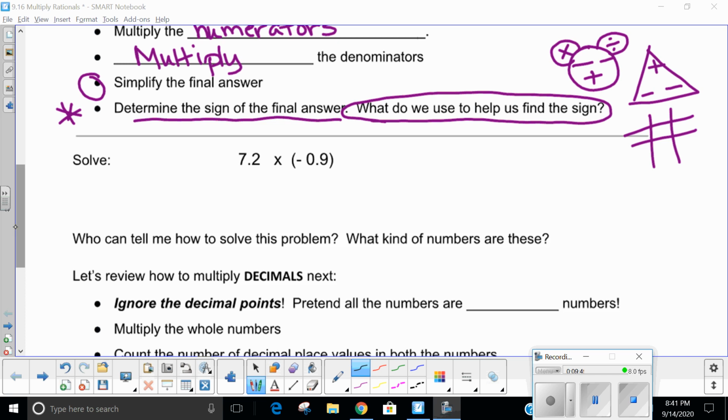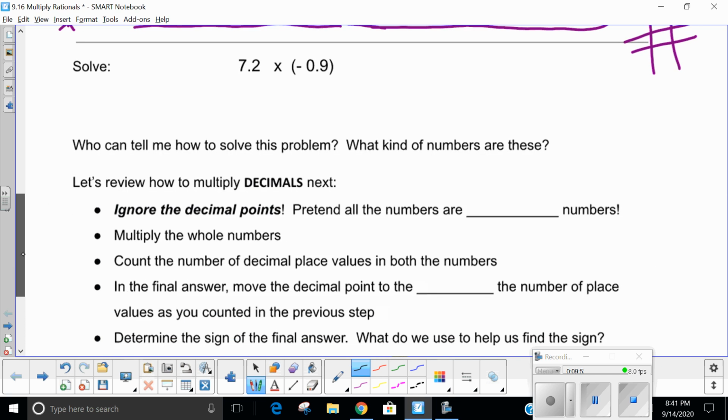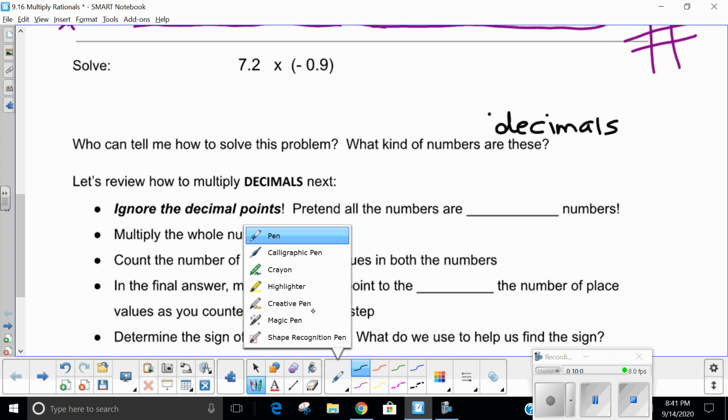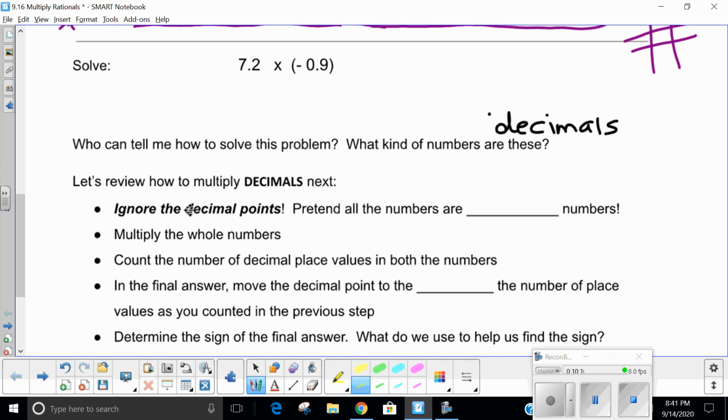So let's review the process real quick here. Okay, these are decimal numbers. And if we multiply with decimals, this is what we need to do. When you multiply with decimal points, ignore the decimal points. Just ignore them from the very beginning. We're going to pretend that all of the numbers are whole numbers. So just ignore the decimal points. Just get rid of them.